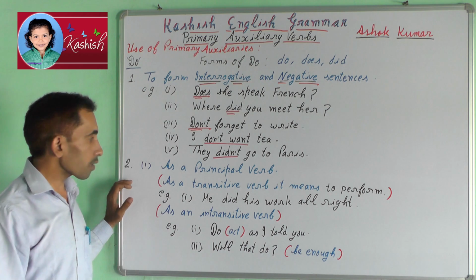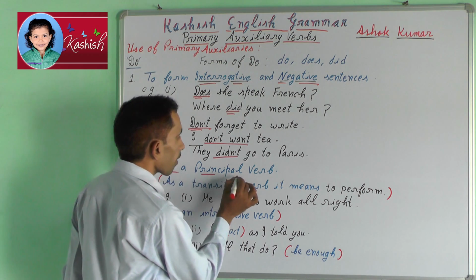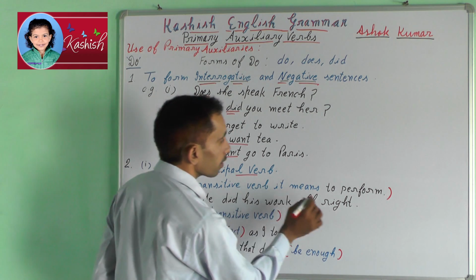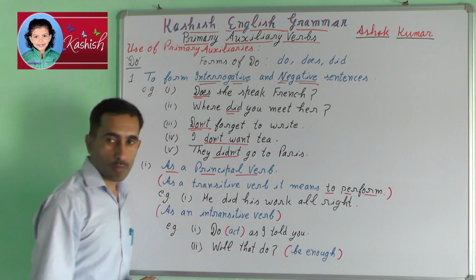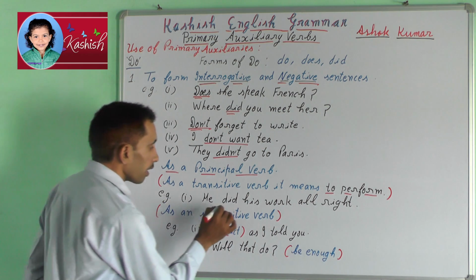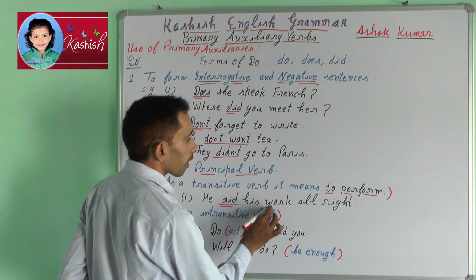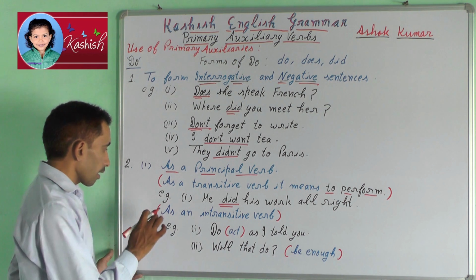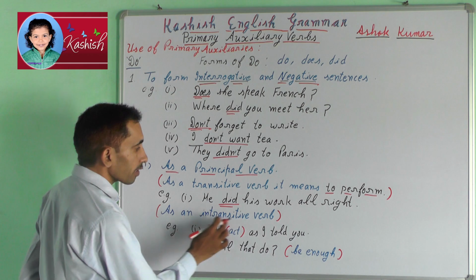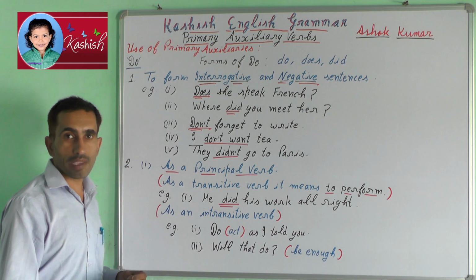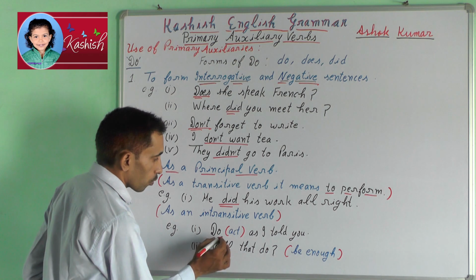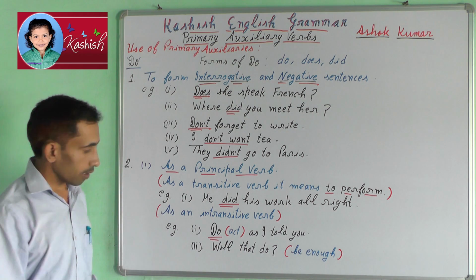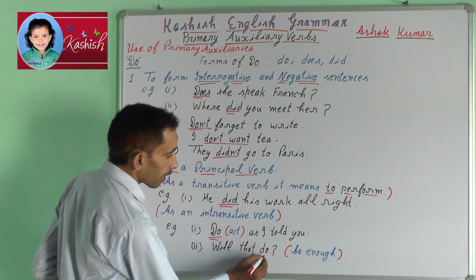Second, first part, as a principal verb. As a transitive verb, it means to perform. For example, he did his work all right. Next, as an intransitive verb, for example, do as I told you. Next, will that do?